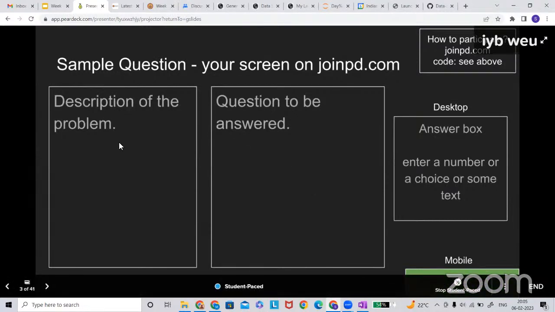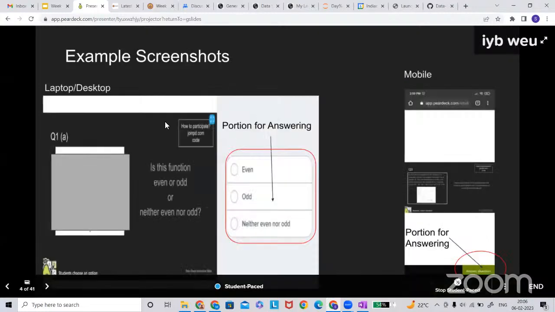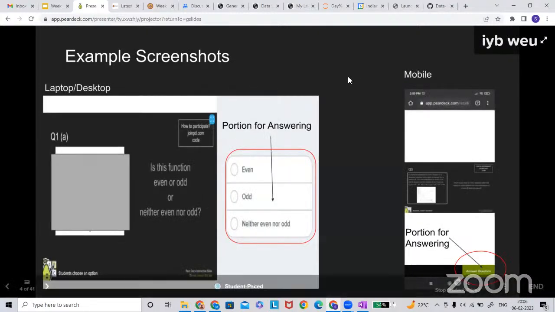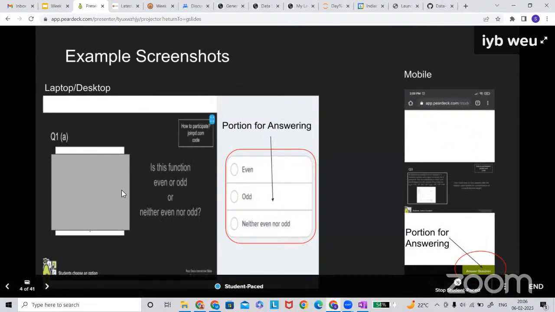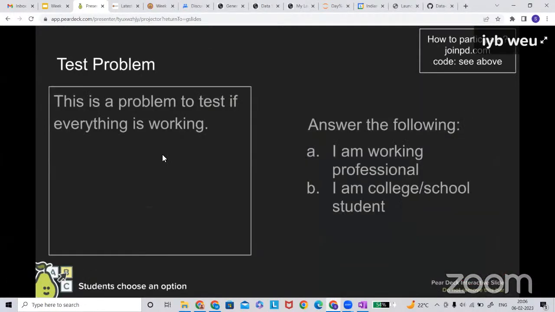So this is the sample question. Some description of the question will be written here, and some options will be written here. It will look like this on mobile, and like this on desktop. This is just a simple example of a screen: this is the mobile format, and this is the laptop or system format.